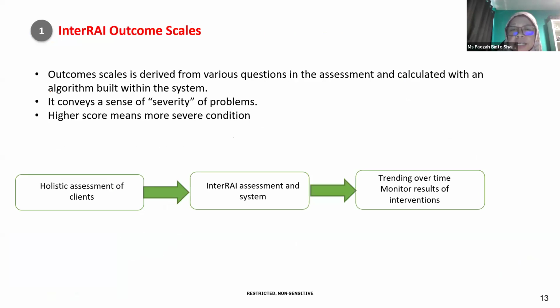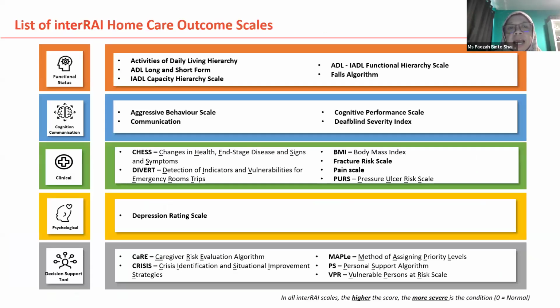Like I mentioned, you fill up the form, and that blue book guides you with the assessment. You put it in the system, it generates the outcome scales for you, and these outcome scales can be used to track a person's improvement. The list of InterRAI outcome scales is actually a slew of them. In function, you can measure the ADL of that person, looking also at a functional hierarchy scale, which combines the ADL and IADL.